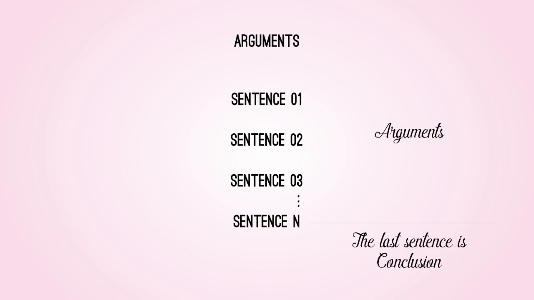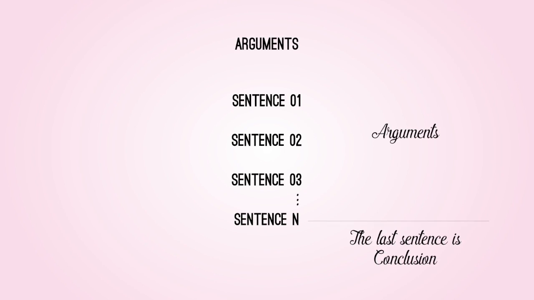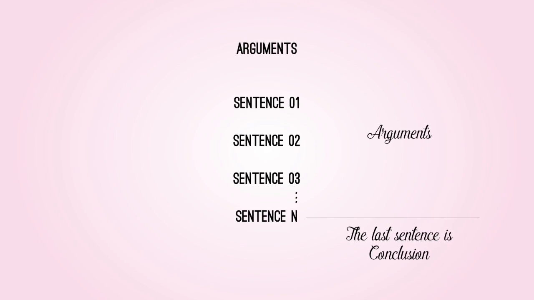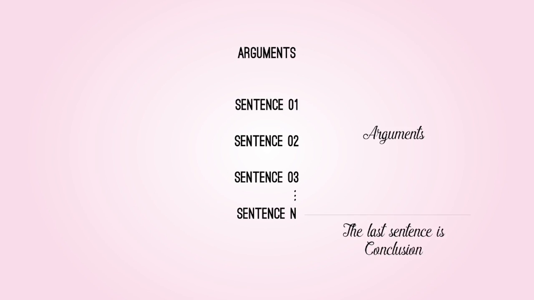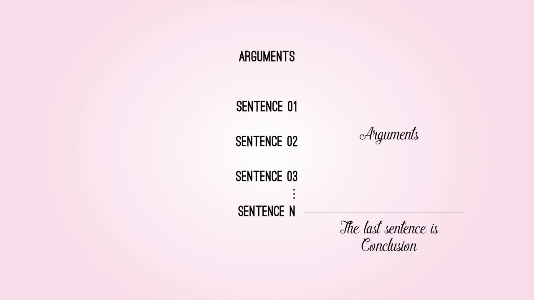To be perfectly general, we can define an argument as a series of sentences. The sentences at the beginning of the series are premises. The final sentence in the series is the conclusion. If the premises are true and the argument is a good one, then you have a reason to accept the conclusion. Notice that this definition is quite general.